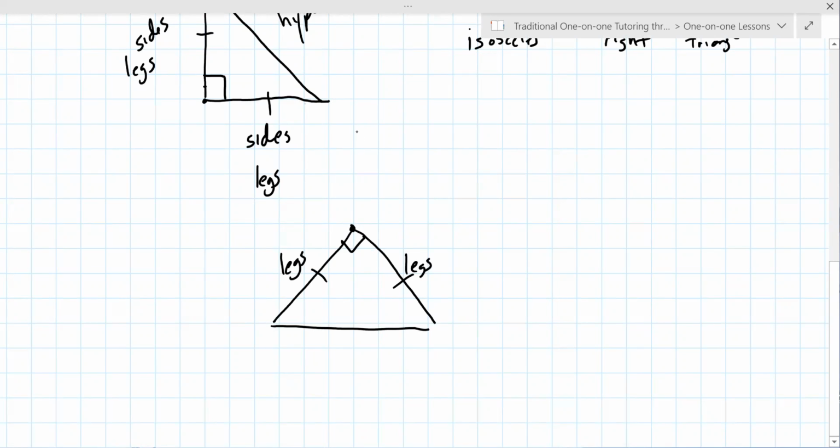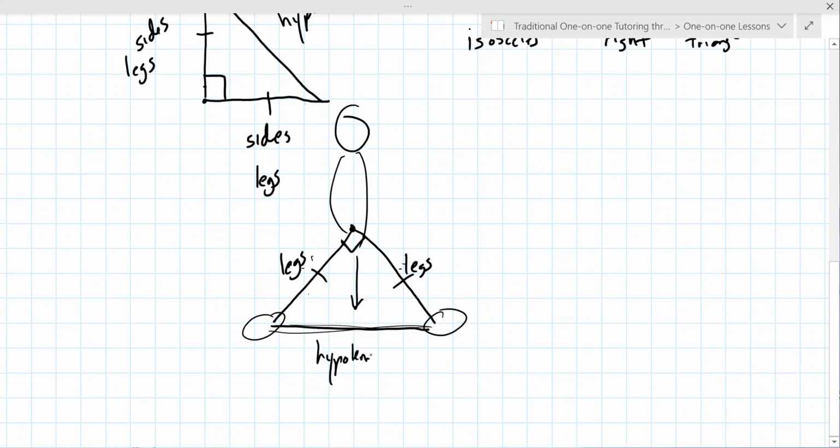I think the idea is that there's a person here. That's a scalene triangle. Well, it's actually a right triangle. It's got the right angle there. It's a right isosceles triangle. But visually, that's the isosceles right triangle, right? Yes. But they have two legs and a hypotenuse. So the hypotenuse is always across from the 90-degree angle. Okay.